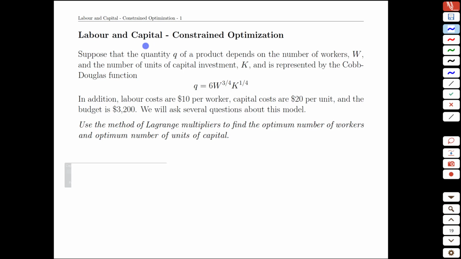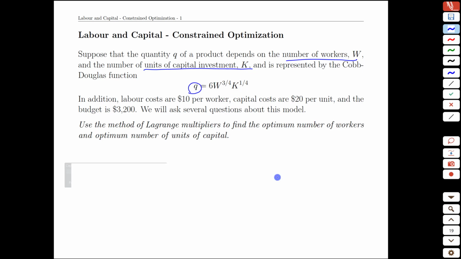In this video, we're going to look at a labor and capital model, so from economics, and how Lagrange multipliers can tie into this kind of model. We're going to look at a production scenario where we produce Q units of a product, and what influences the amount that we can produce is the number of workers, W, and the units of capital investment, K.